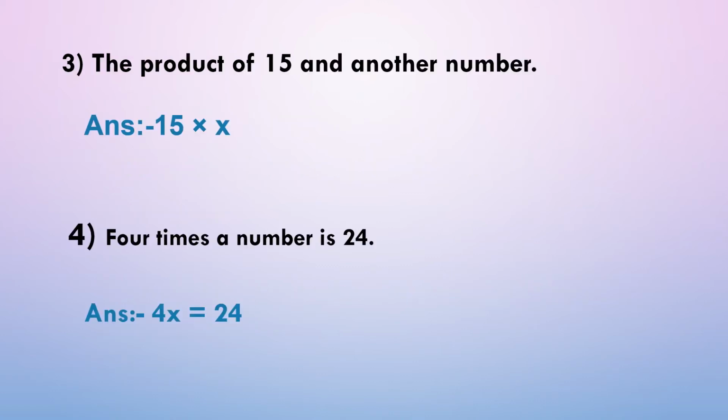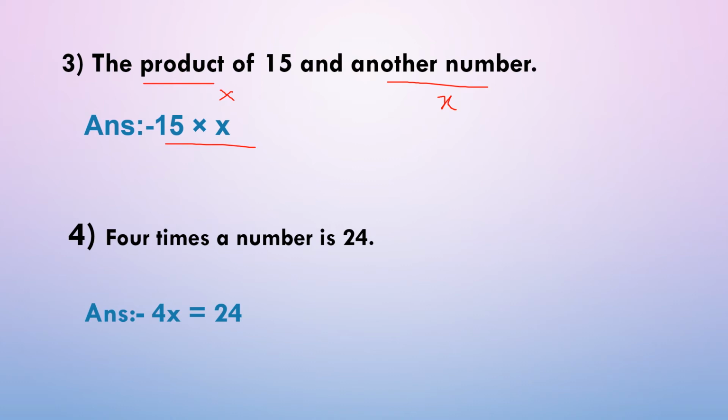Third one, the product of 15. Now what is the product? Product means what? Multiply. You know that. Of 15. One number is given to you and the other number is not given to you, so you have to take it as X. So how is the expression formed? 15 into X. So this is the expression form here. So the product of 15 means 15 into X.